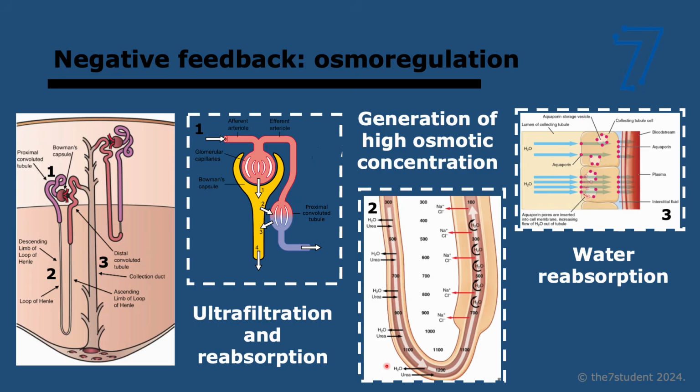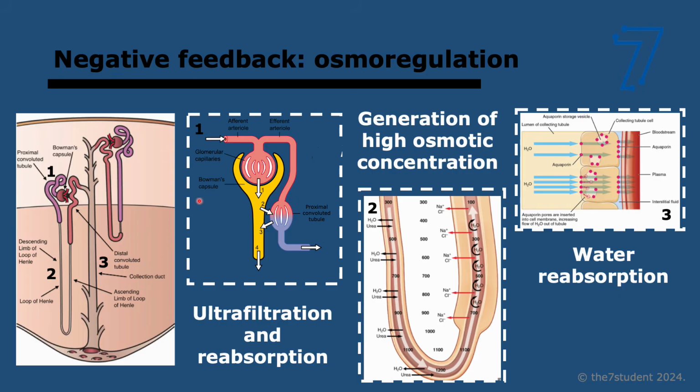It does excretion and osmoregulation, right? So it removes toxic waste, but it also controls the osmotic concentration of body fluids, okay? So let's look at the steps one by one. Here is the summary of how the whole thing works, right? And then I've segmented it into parts.